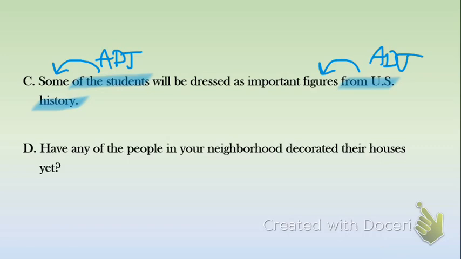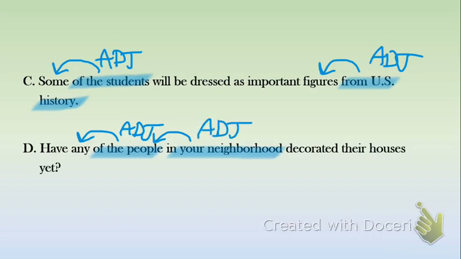And sentence D: Have any of the people in your neighborhood decorated their houses yet? Again, we want to start with finding the prepositional phrases. And then we ask ourselves, of the people, what is it doing in the sentence? What is its role? It's actually clarifying the indefinite pronoun any, so it's acting as an adjective. And in your neighborhood, what is it doing in that sentence? What is its role outside of just that it's a prepositional phrase? It's actually describing people. Which people are we talking about? The people in your neighborhood.